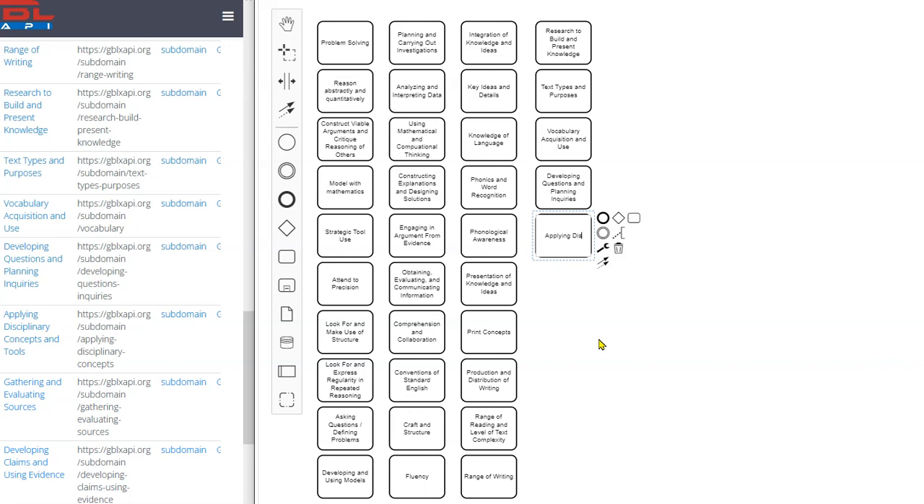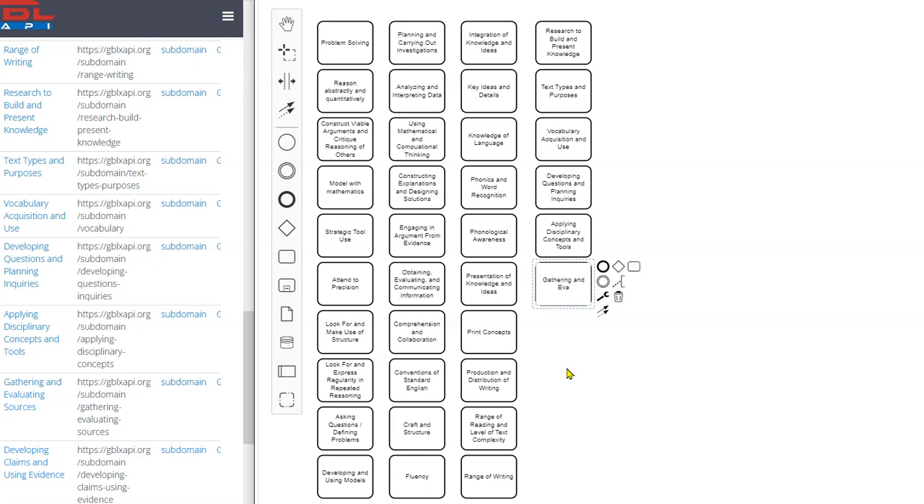Applying disciplinary concepts and tools. So whatever your discipline is or domain, you learn a lot of concepts, but how do you actually apply those to the real world? You learn a lot of abstract tools. How do you implement those in real world problems and situations and relationships?